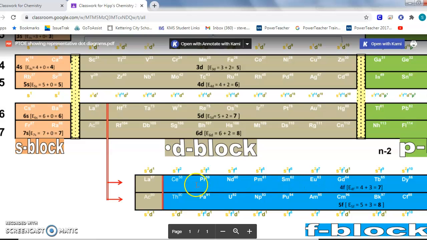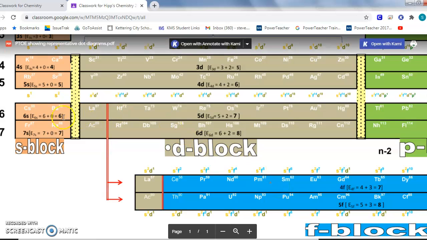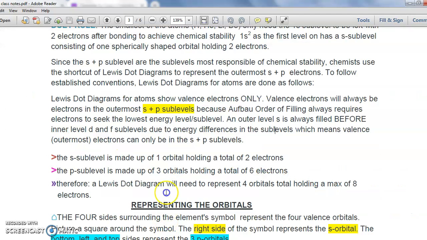So these elements here, number 58 through 71, in the 4f, their valence electrons are already way out on the 6th level. So the whole point of this was to remind you that valence electrons can only be found in the s and the p. That doesn't mean that those are the only electrons that can get involved in chemical reactions, but they are usually the first ones in the chemical reaction, the electrons in the s and p. So when we're doing Lewis dot diagrams, we focus on the electrons in the s and p.